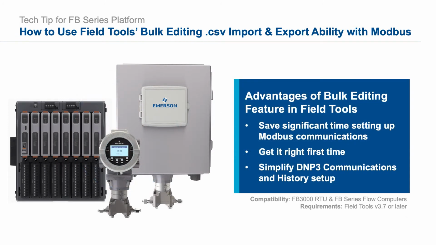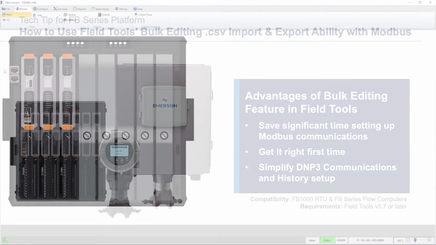Today, I will be demoing how to use the bulk CSV import and export ability with Modbus. Bulk importing with CSV files is also applicable for history and DMP3 mappings as well. To use these features, you will need version 3.7 or greater of FieldTools. I have a FB3000 RTU for this demo, but the ability to bulk edit mappings using the CSV import and export also applies to the FB Series Flow Computer.